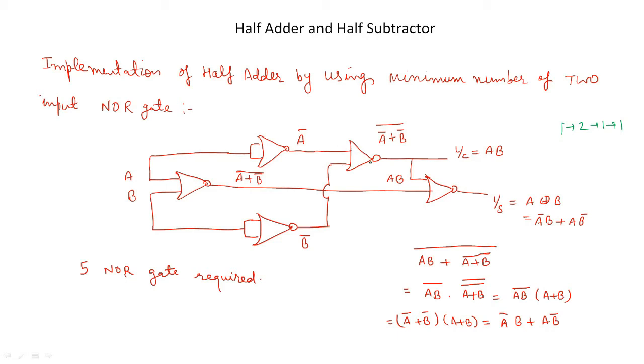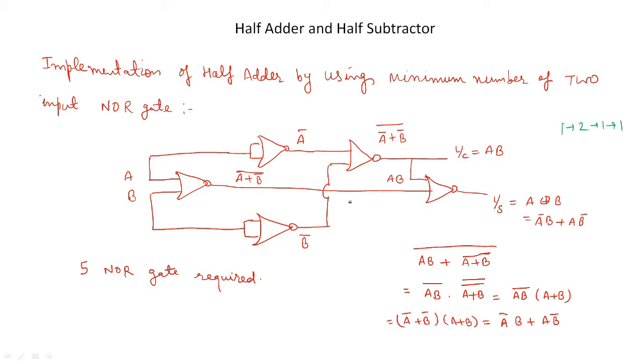So here your output will be the carry, and it will be equal to AB, because here we will have A bar plus B bar through the OR operation. Then we will take the NOT of it. So by De Morgan's law, we can write A bar plus B bar as AB whole bar, and the NOT of that again gives you AB, which is equal to the carry of the half adder.